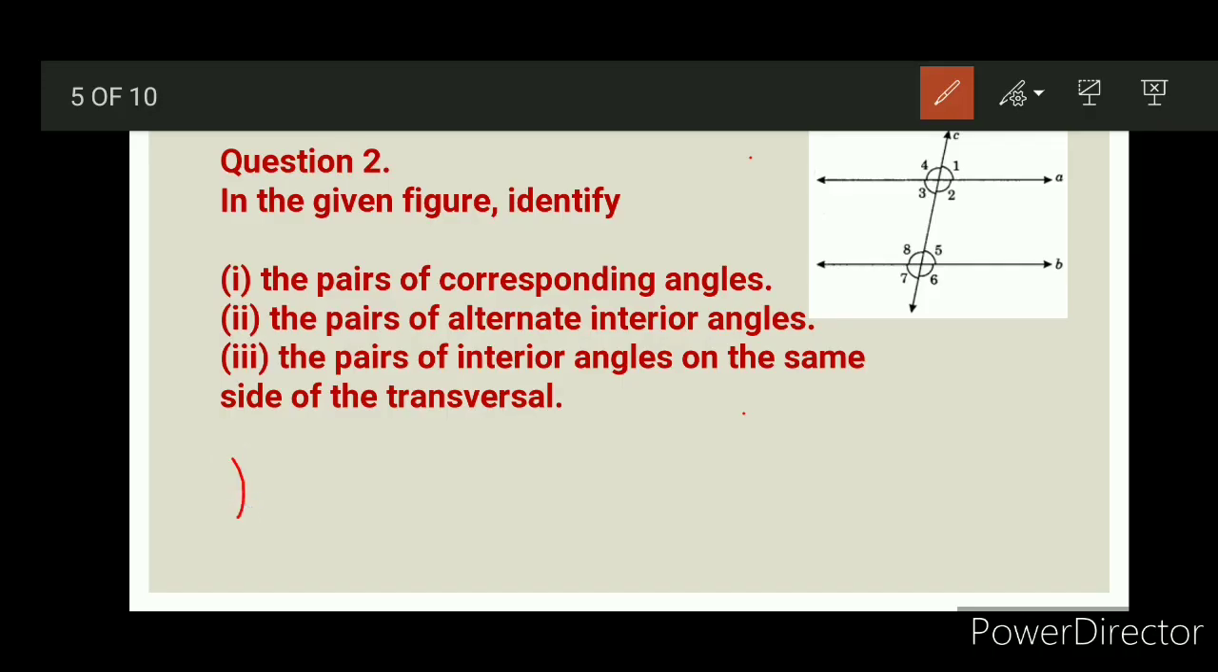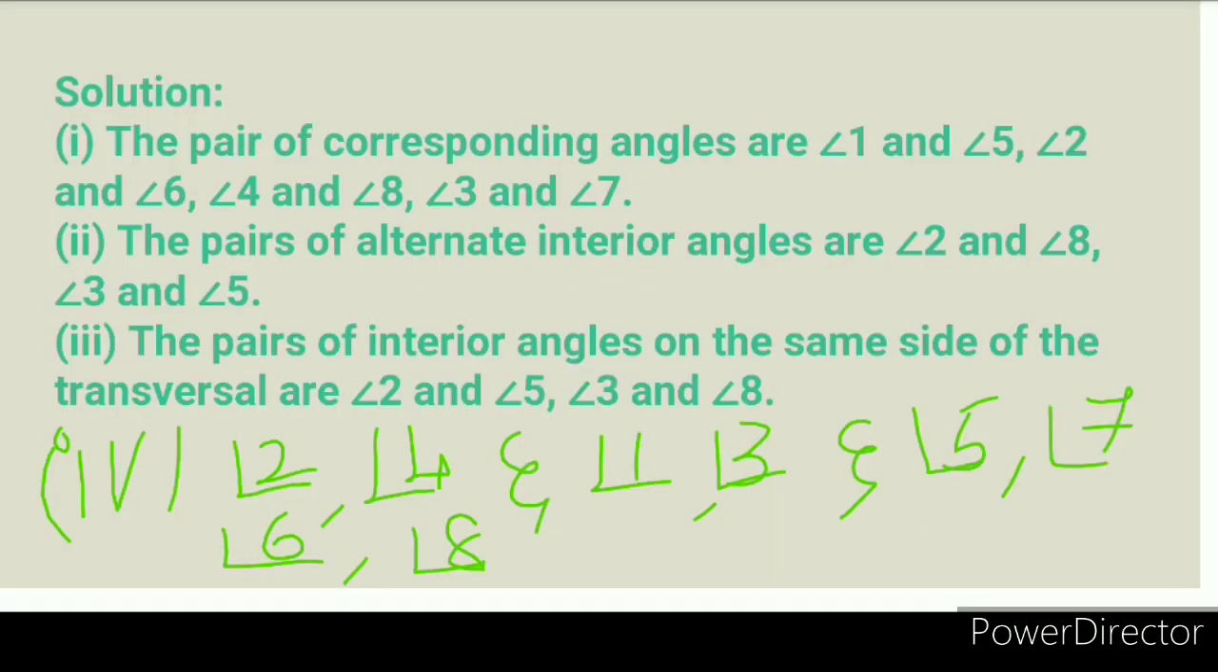Here one part of the question is missing, that is the fourth part, vertically opposite angles. Fourth part answer: angle 2 and 4, angle 1 and 3, angle 5 and 7, angle 6 and 8. Copy down.